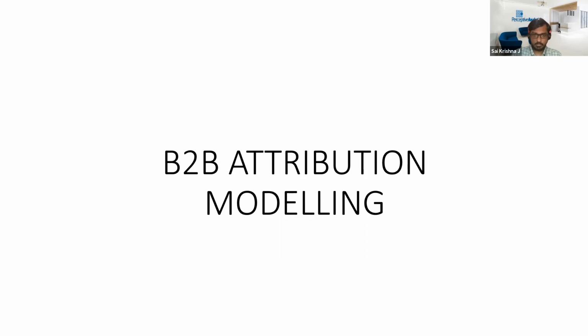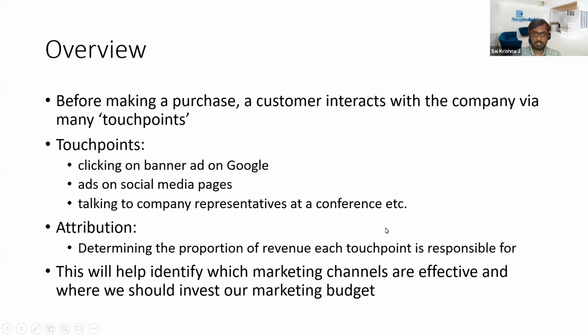All right. So before we go into the content for today, just a quick recap of what we were talking about last week. When it comes to attribution, we were talking about touch points. Before making a purchase, the customer interacts with the company via many touch points. These touch points could be anything like clicking on a banner ad on Google, ads on social media pages, talking to company representatives, or whatever. The process of attribution is the process of determining the proportion of revenue each touch point is responsible for. And why do we do this? Because this will help us identify which marketing channels are effective and where we should invest our marketing budget.